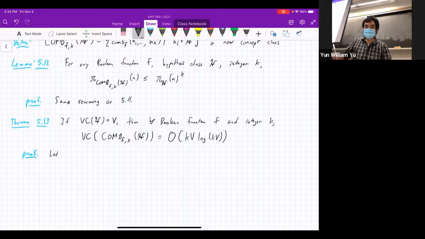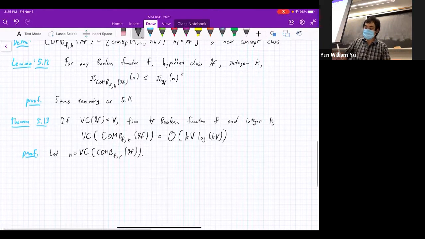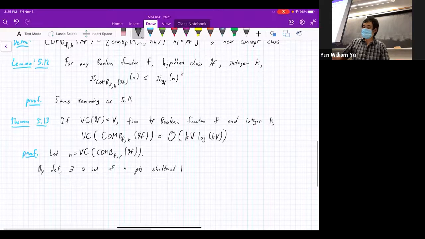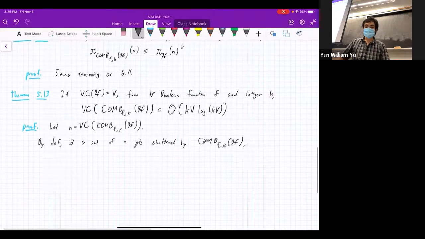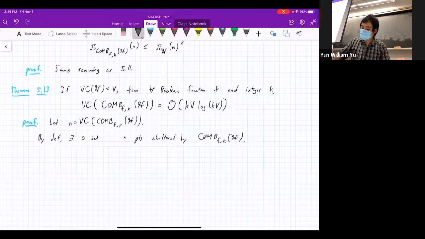So if we let n be equal to this VC dimension, because it's going to take a lot of time to write that out each time, we're going to let that be n. We're going to use n because, of course, the VC dimension is going to be the size of the largest set that can be shattered. And so n makes sense right now as just the size of that set. Well, by definition, there exists a set of points shattered by this concept class. And let's call that set S.